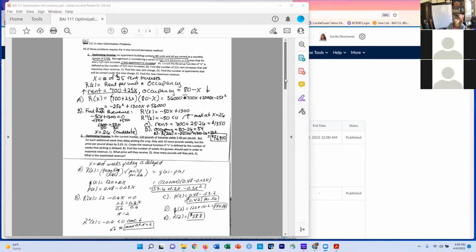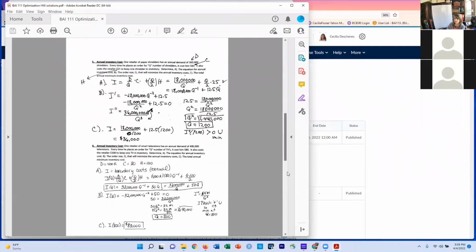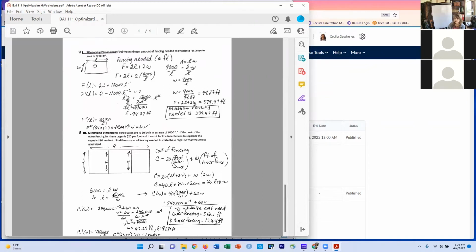So I think the question you're talking about is this one right here. Yeah. Minimize, find the minimum amount of fencing needed to enclose a rectangular area of 9,000 feet. So it's just a simpler version of the one that I did. So you just have a rectangular area. And so the fencing that you need is twice the length and then twice the width.